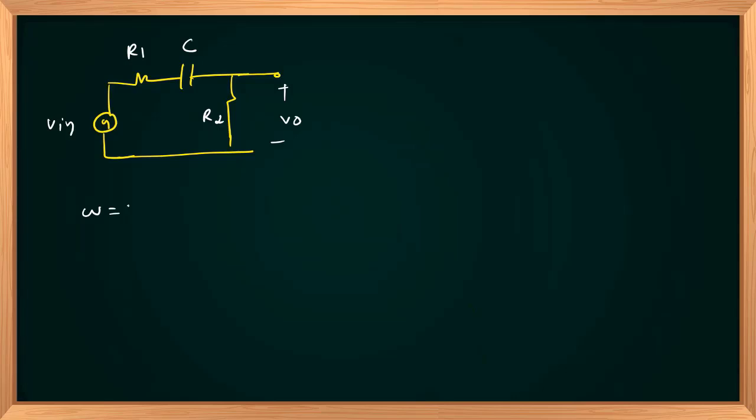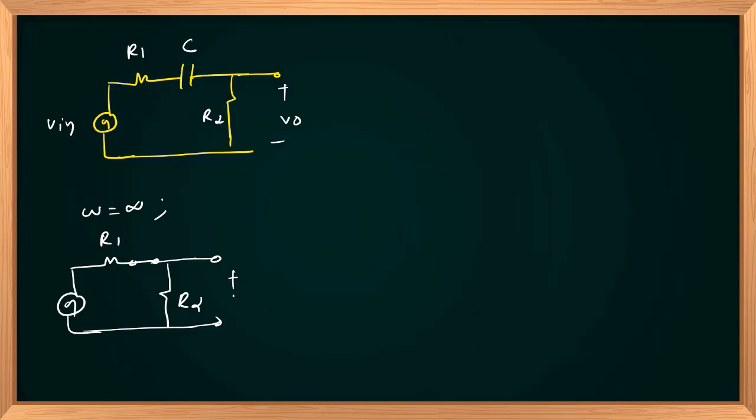Again, as omega tends to infinity, the capacitor acts as a short circuit. So the circuit will look like this. The capacitor acts as a short circuit. So the magnitude of voltage gain V out upon V in is simple division between R2 and R1. So R2 divided by R1 plus R2. That is anyway less than 1.